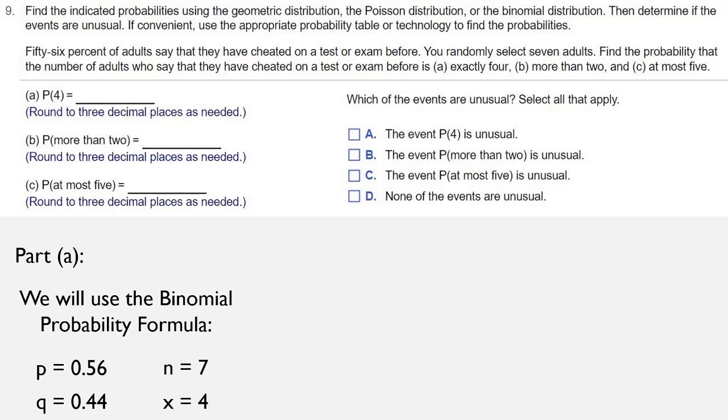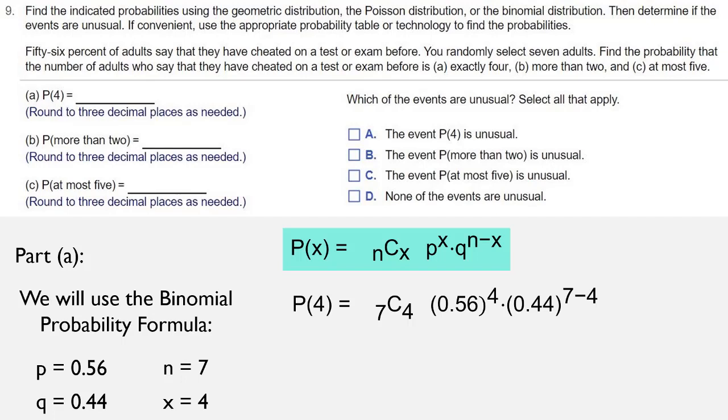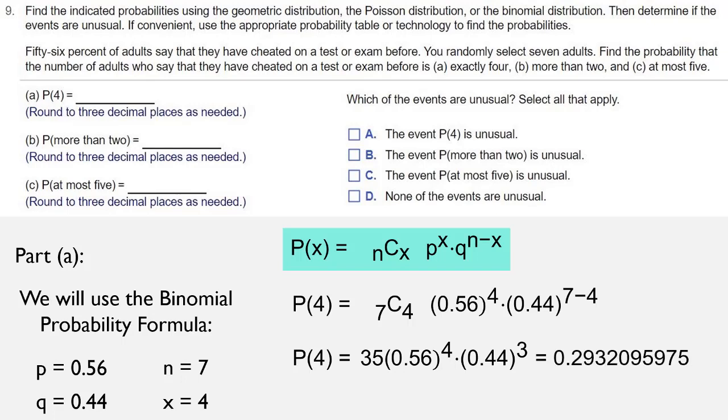So our binomial probability formula is probability of exactly X successes is NCX, P to the X, Q to the N minus X. If we plug in these values, that's probability of 4 is 7C4, 0.56 to the 4th, 0.44 to the 7 minus 4. 7C4 has a value of 35, and then 7 minus 4 in the exponent is a power of 3 on the 0.44. We multiply this out with our calculator, and we get 0.2932095975. Rounded to 3 decimal places is 0.293, and that's your answer to part A.